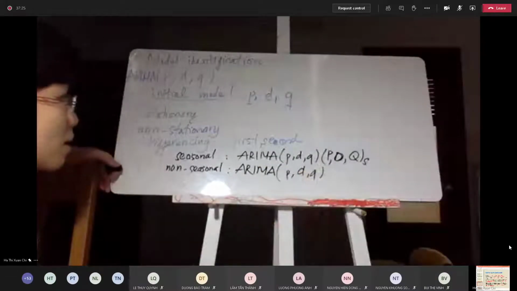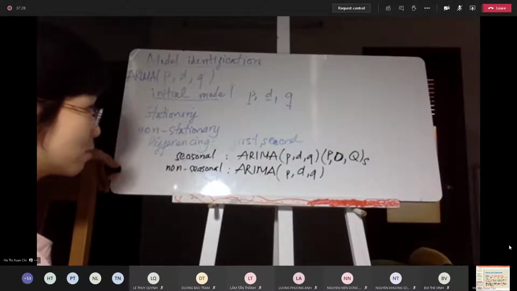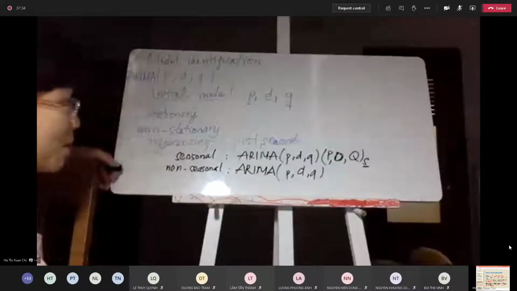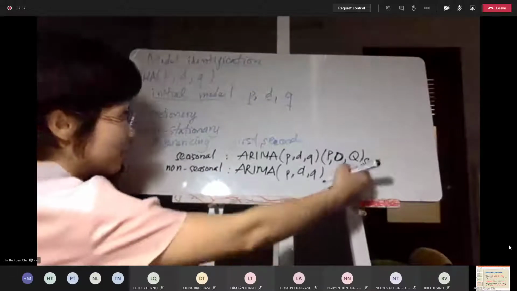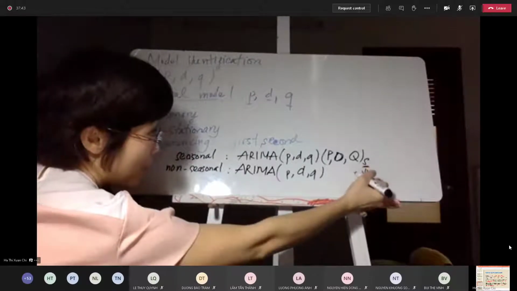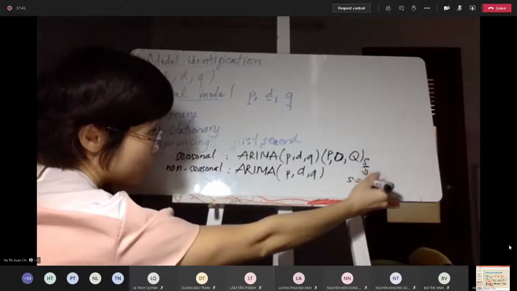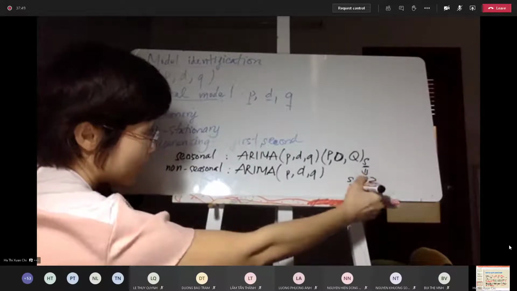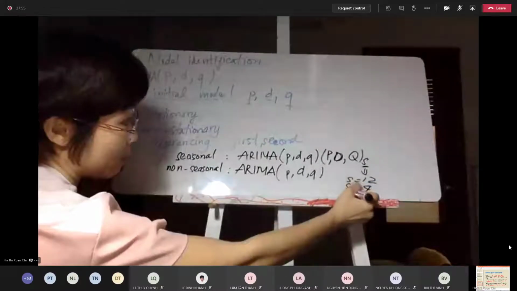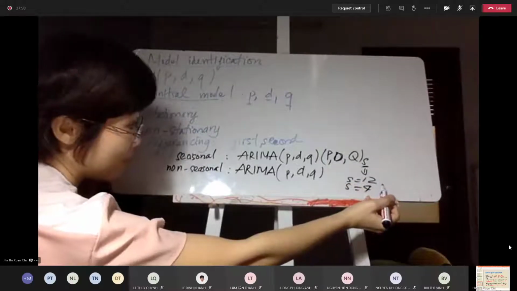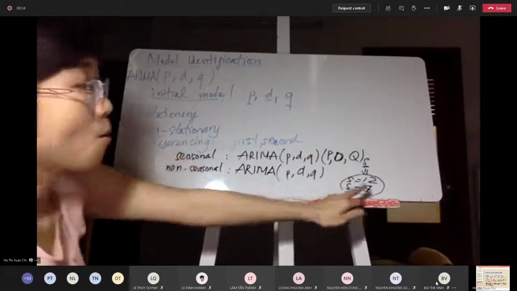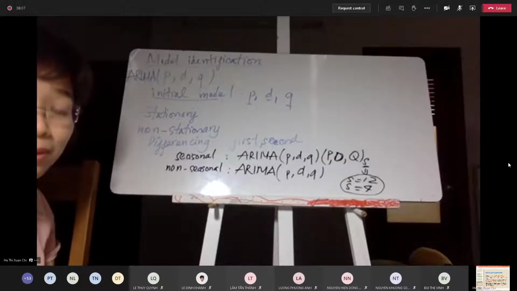Then, like the previous lesson, several students asked me about S here. Let me remind you that S is the length of the seasonal. For example, if your data is monthly, S will equal 12. If your data is quarterly, S equals 4. For weekly, maybe S equals 7. So S here is the seasonal length. It's not always 12. Okay.